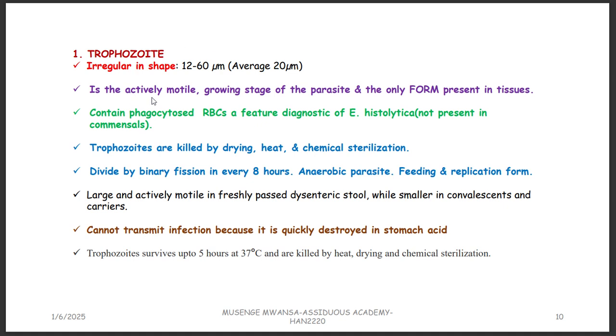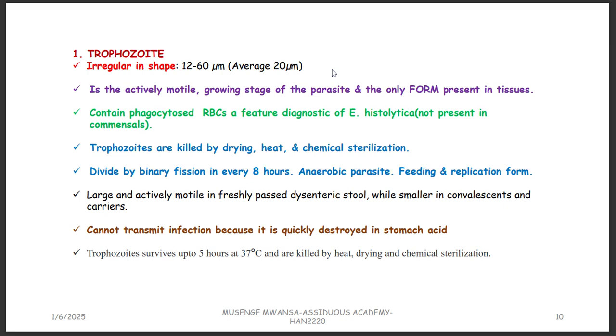So meaning that if Entamoeba histolytica changes from trophozoite to cyst, the cyst can't move. Wherever it is, that's where it stays. But the trophozoite is the one that moves, and this is also the growing stage. So the cyst can't grow. It is actually the trophozoite that is the growing stage, and it's only the trophozoite that is present in tissues. Okay, in our tissues, in our body, it's only the trophozoite.